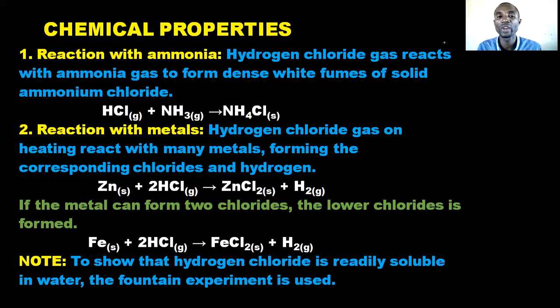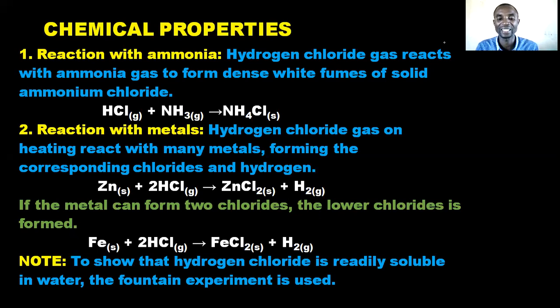Hydrogen chloride also reacts with metals. When it does that, the metal will displace hydrogen from the gas, and it will form a salt of that particular metal. Something like zinc: zinc reacts with hydrogen chloride to form zinc chloride, a salt. Then iron also does that. Iron reacts with hydrogen chloride to form iron(II) chloride.